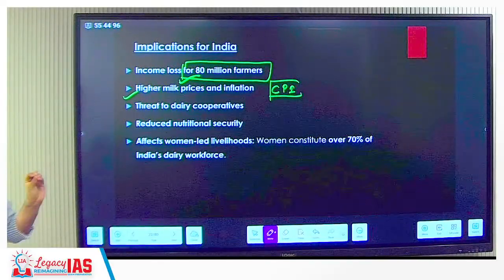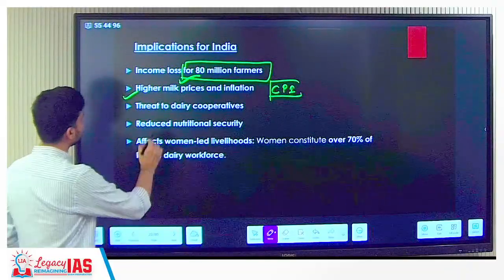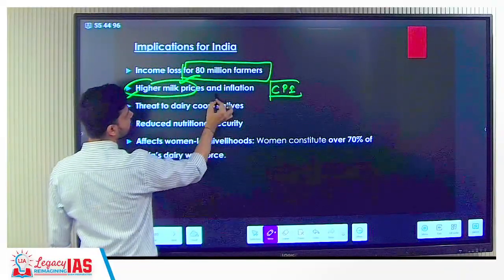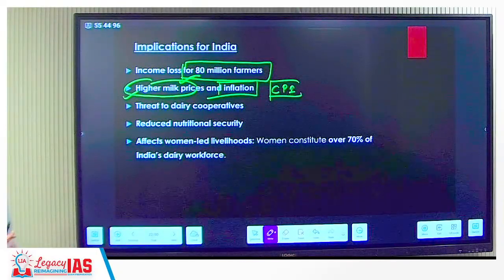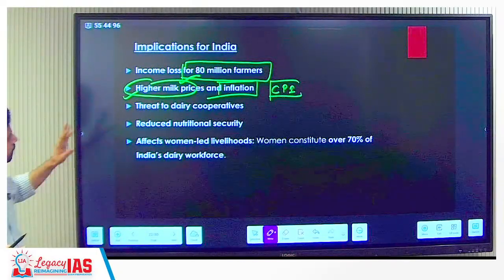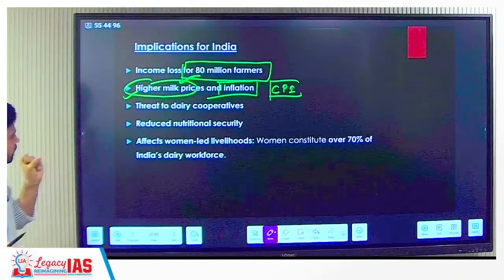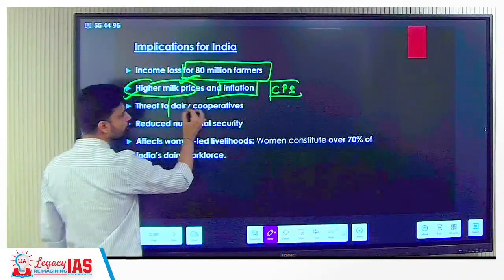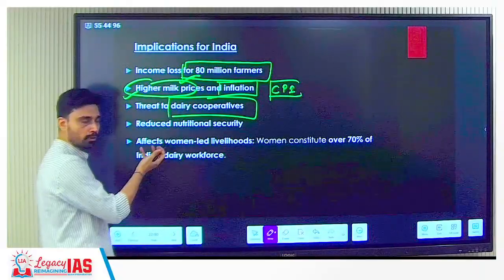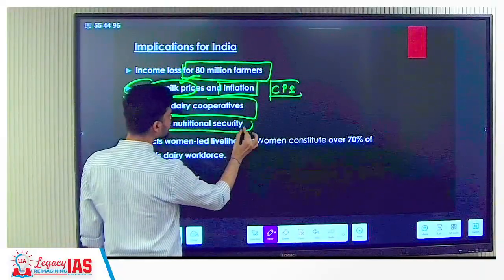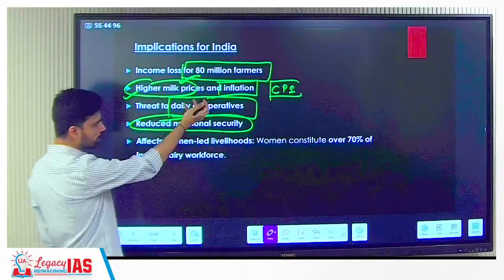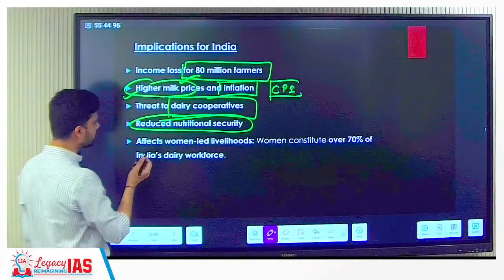Milk has significant value there, milk and milk-based products. That means if milk prices rise, what would you experience? The general consumer would experience inflation. So income losses for farmers, inflation for the general consumer, and a threat to which sector? The dairy cooperative sector, because the supply of raw material, raw milk, is reducing. Reduced nutritional security too, because again you have fewer milk-based products.